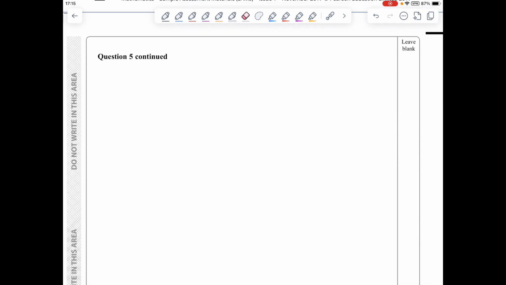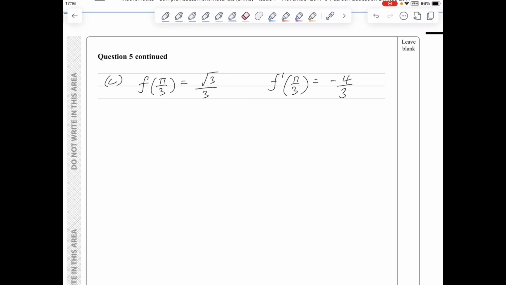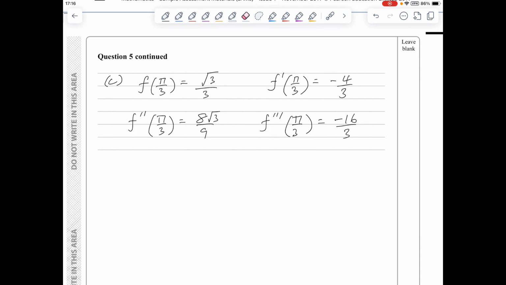For the Taylor series expansion in part C, I need to start by evaluating y and the derivatives when x is equal to pi over 3. So y at x equals pi over 3, or more simply f of pi over 3, is root 3 over 3. If I replace pi over 3 into the first derivative, I get minus 4 over 3. Repeat for the second derivative, you get 8 root 3 over 9. And finally, for the third derivative, you get minus 16 over 3.